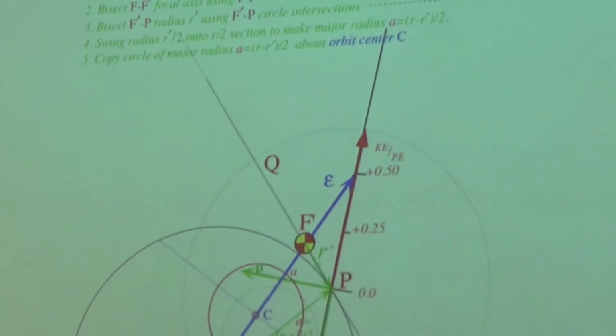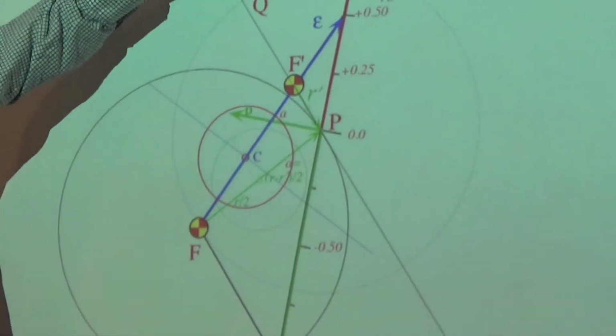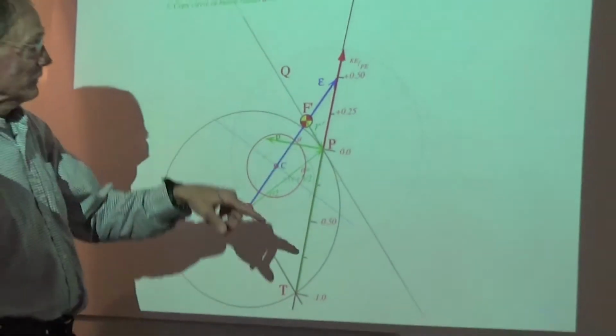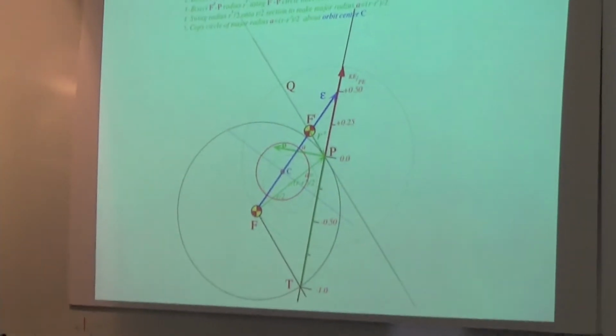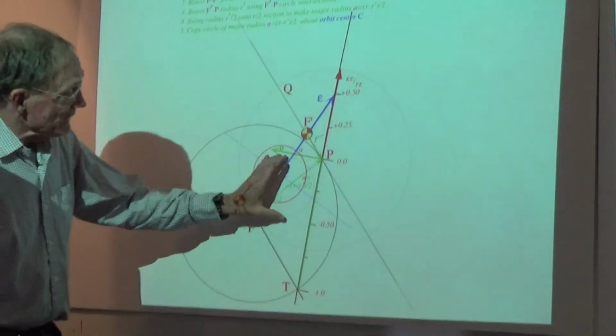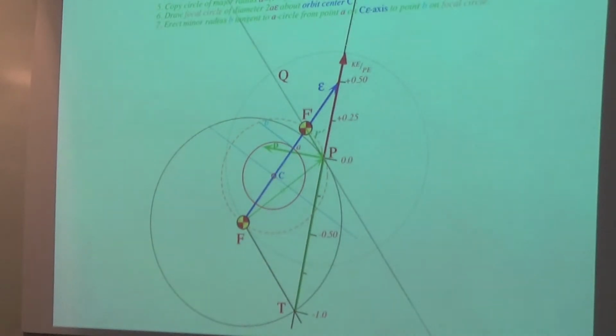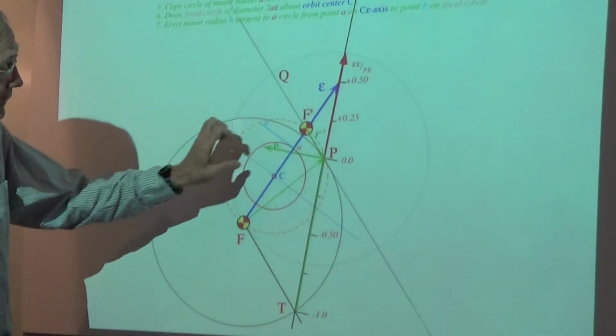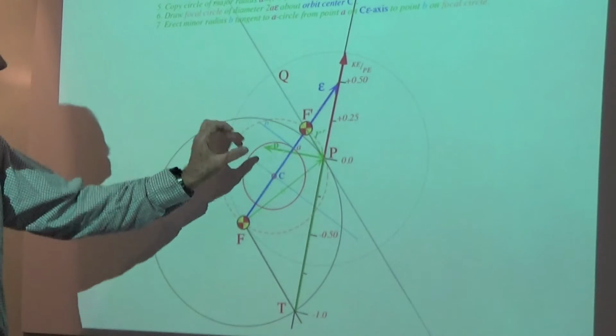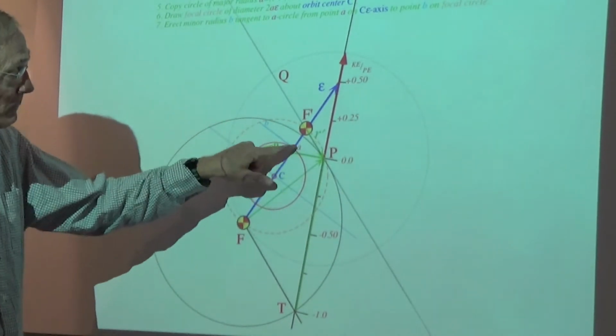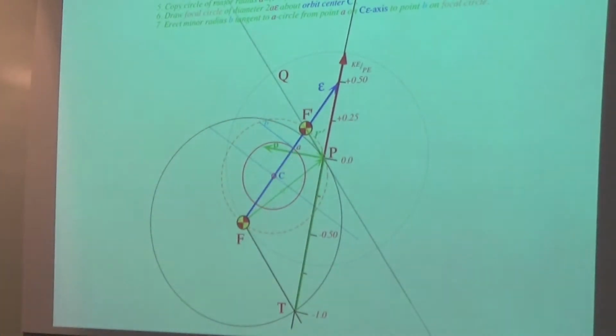Copy the circle, the major radius R prime minus R prime over 2 about the orbit center. Remember, that's once I get that radius, I got to move it over. But that's pretty easy with a ruler and compass. Then I got the focal circle, okay, and that gives me the B right there. So now we've got the A and the B, and notice B is a little bit bigger than A, so this is definitely a hyperbola. And you go ahead and build the box.